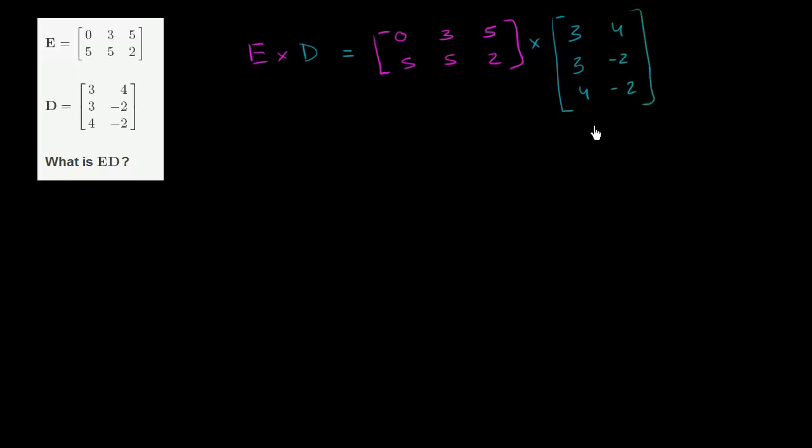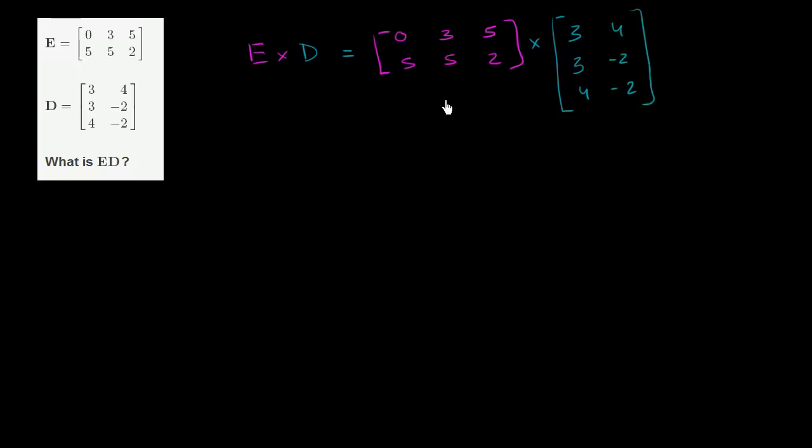So matrix E times matrix D. So this is matrix E times matrix D, which is equal to, matrix E is all of this business. So it is 0, 3, 5, 5, 5, 2 times matrix D, which is all of this. So we're going to multiply it times 3, 3, 4, 4, negative 2, negative 2. Now the first thing that we have to check is whether this is even a valid operation.